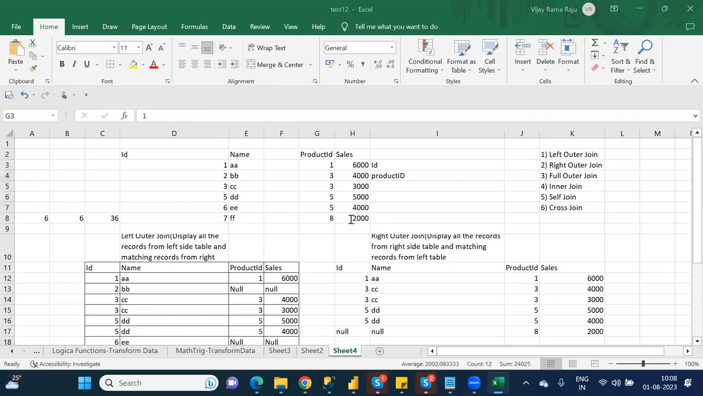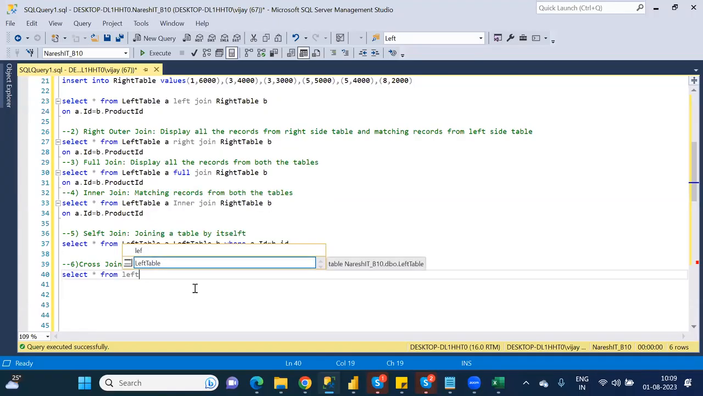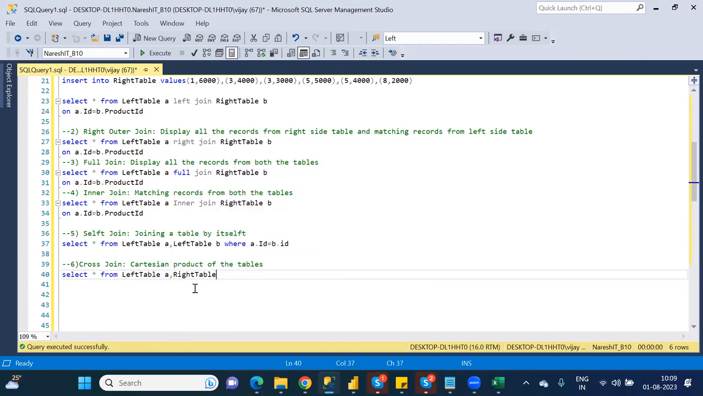Understand? Let's see practically. Select star from, what is the left table here? See, both self join and cross join, the syntax is the same. The difference between self join and cross join is, in self join we are using the where condition, and in cross join we are not using the where condition. That's it. Execute this one. How many rows will be displayed? 36.